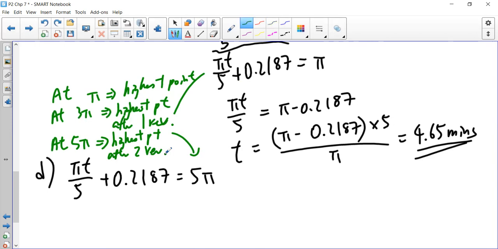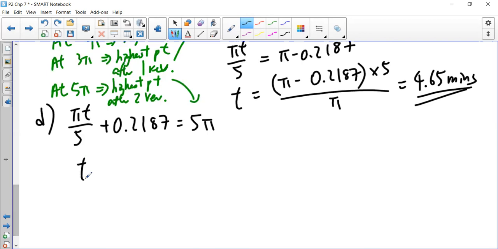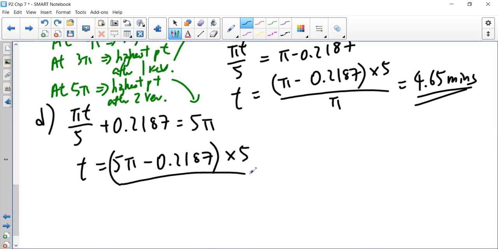Right, so we'll solve this again. To make t the subject, t equals 5 pi minus 0.2187, times by 5, divided by pi. So what is t equal to? Let me put it in a calculator.